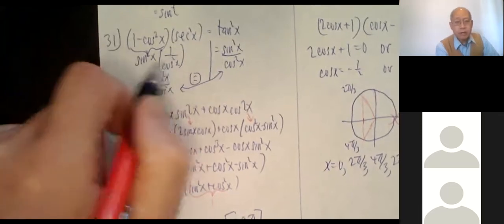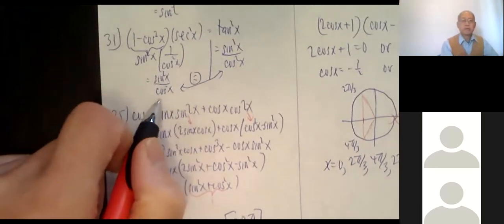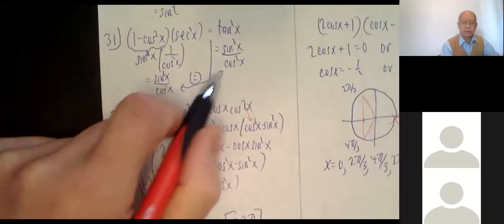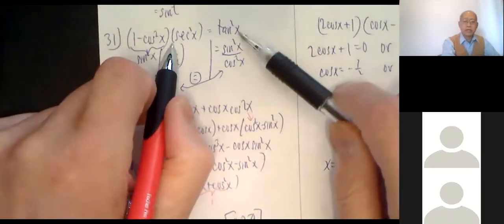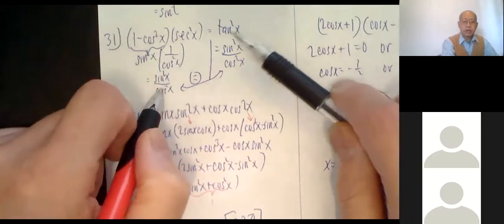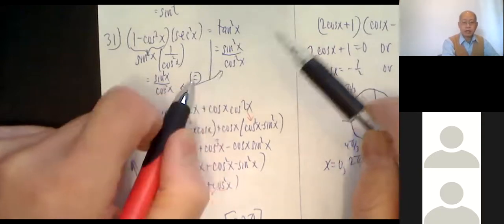What happens when I multiply these two together? Sine squared x divided by cosine squared x. And there they are, they're equal. Okay. Notice I never assumed the left side and the right side were equal. I did some work here, I did some work here, and lo and behold, they are equal.